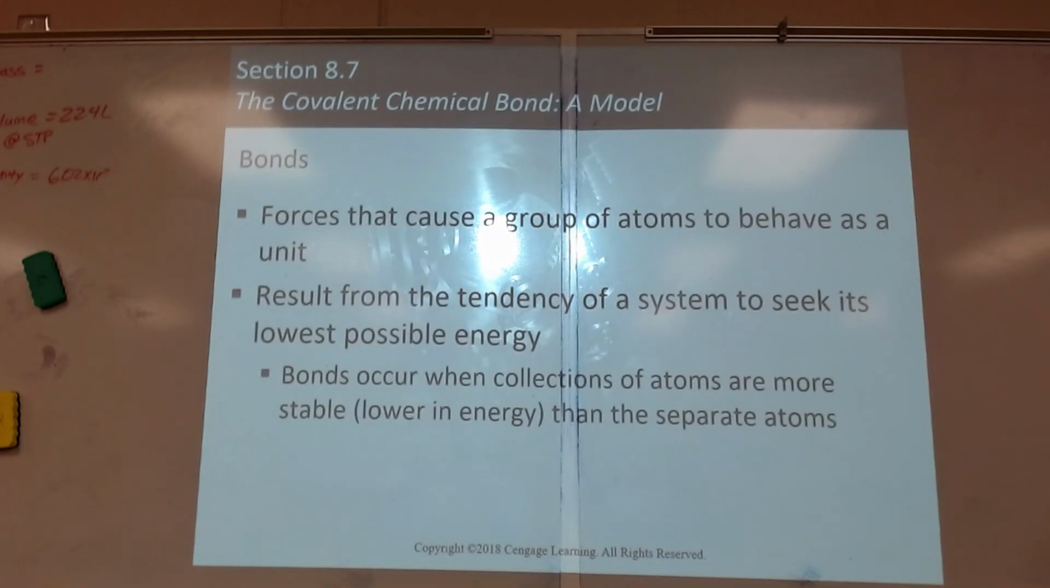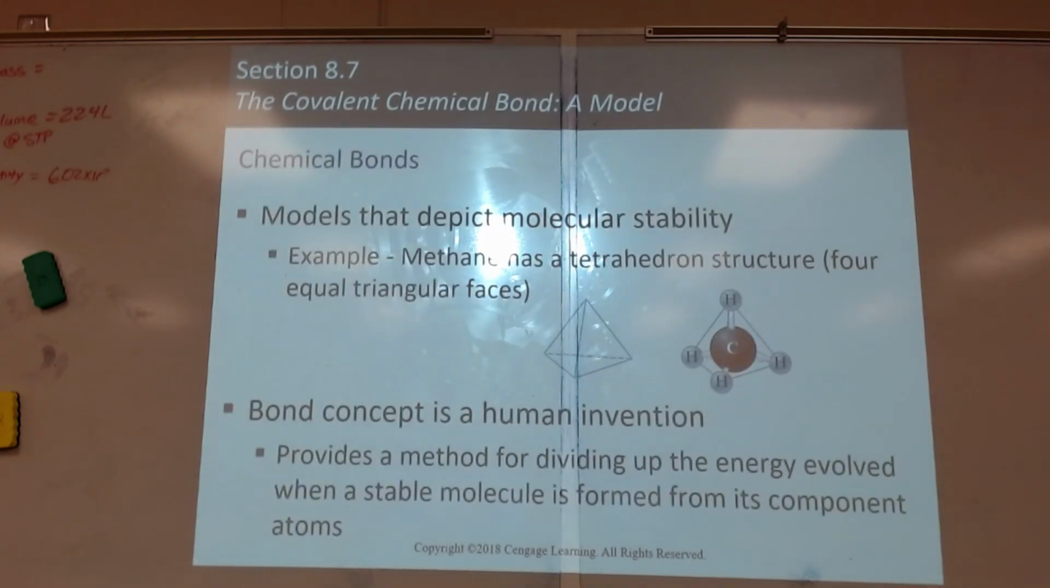And in order to form that bond, we've got to get rid of energy. Good. Let's see. We got some models that depict the molecular stability. Methane has this tetrahedral structure. This idea of bond, the way we draw them, is something we put in our brains. It's a model, and again, going back to that video we showed you last class, that's a model of what's going on.